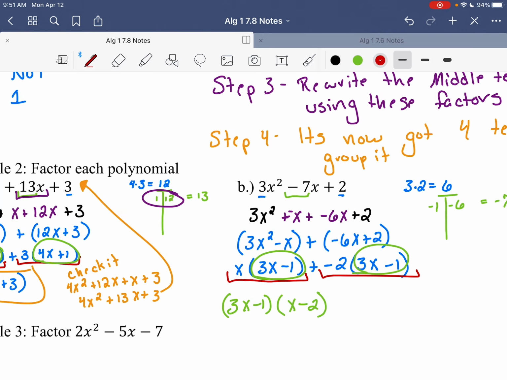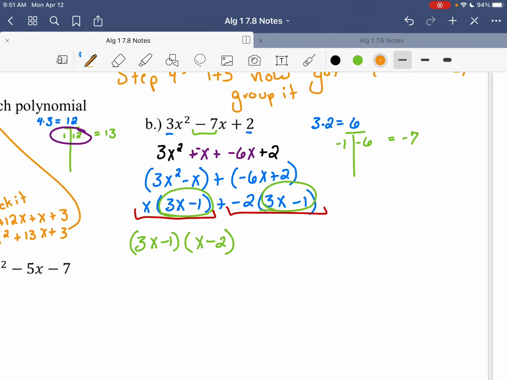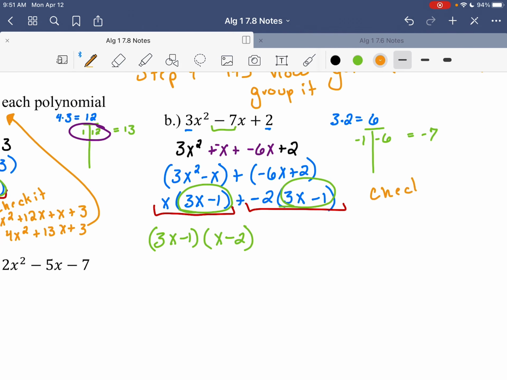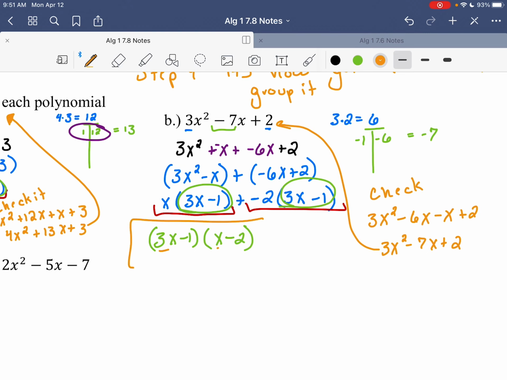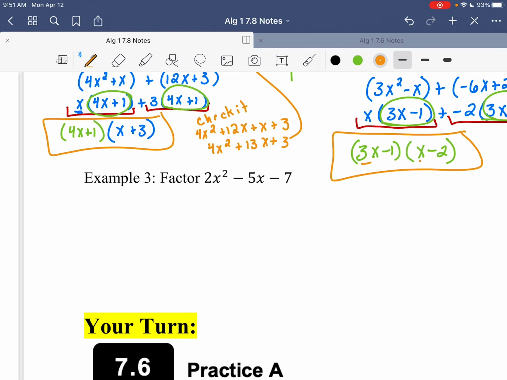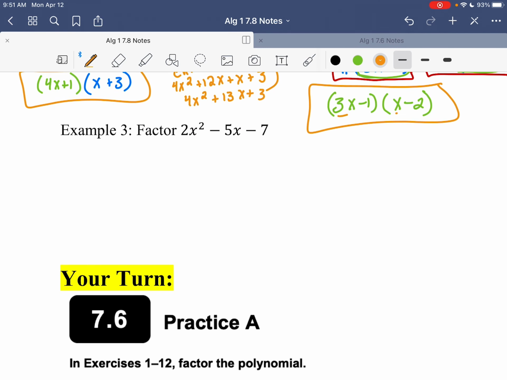Again, let's check it, make sure it works. Multiply it out, distribute. 3x times x is 3x to the second. 3x times negative 2 is negative 6x. Negative 1 times x, negative x plus 2. Yep, 3x squared minus 7x plus 2. Got her. It worked. So there we are, factored. Okay, we're going to go ahead and do one more.